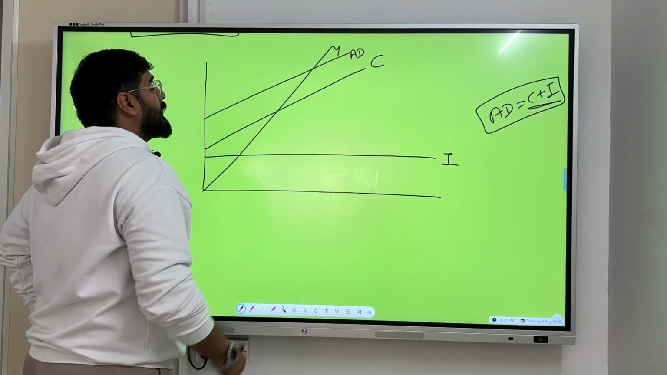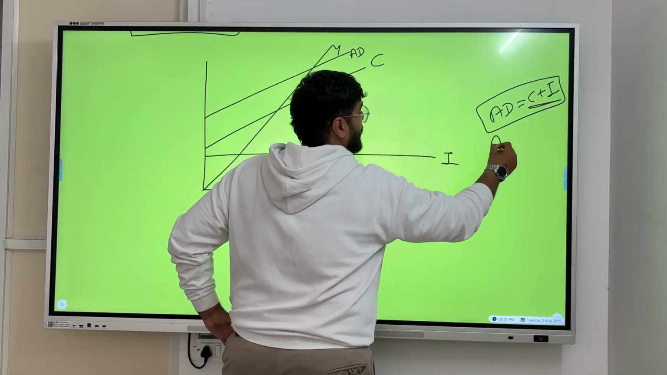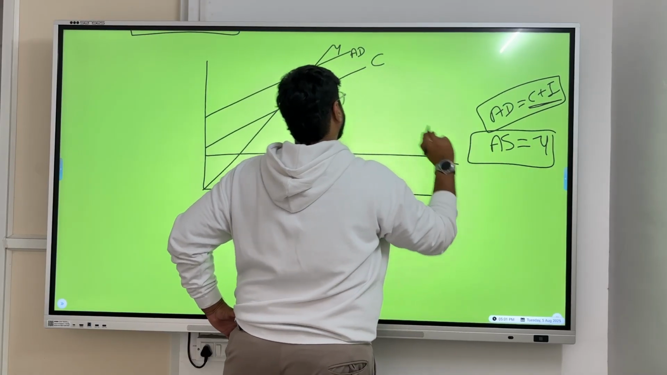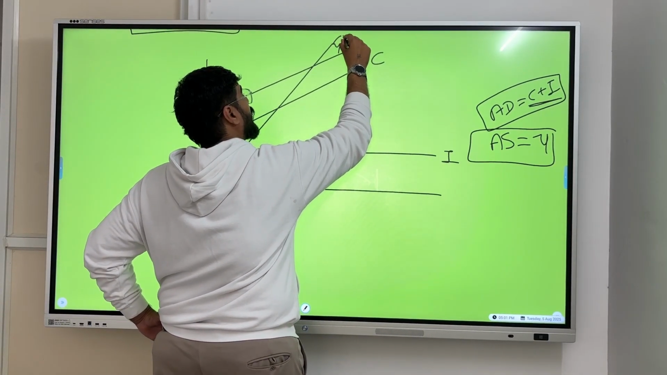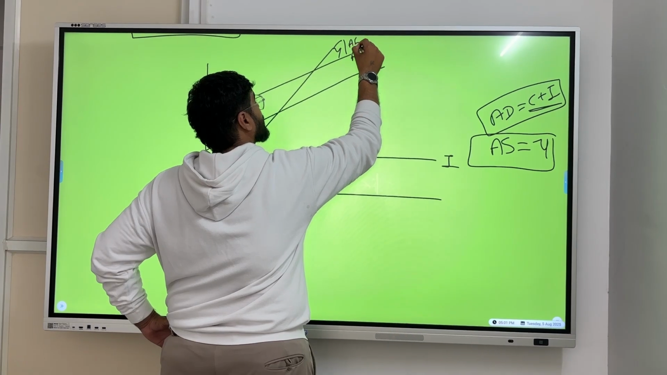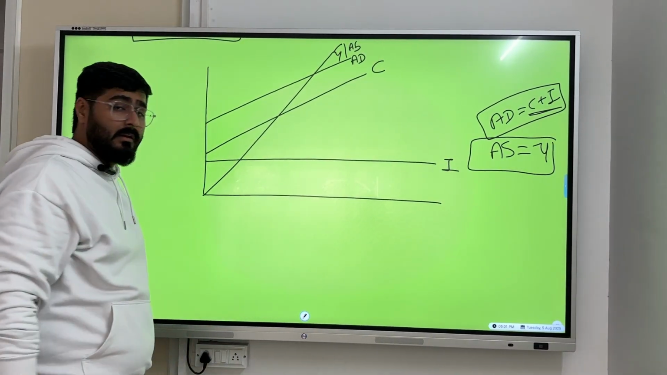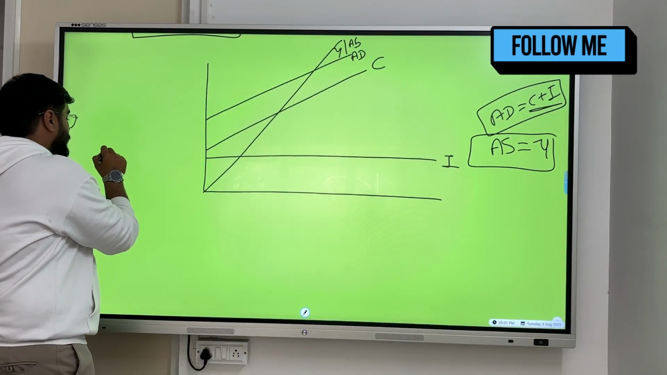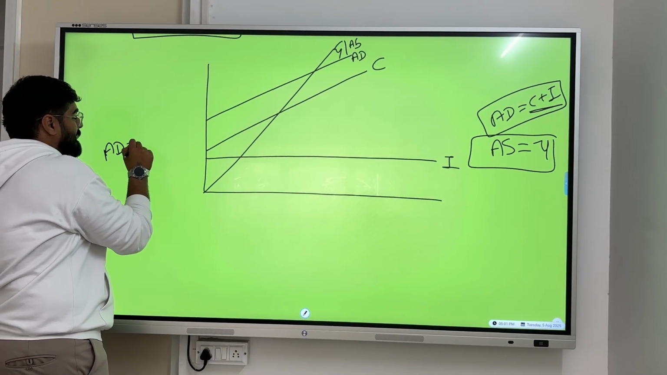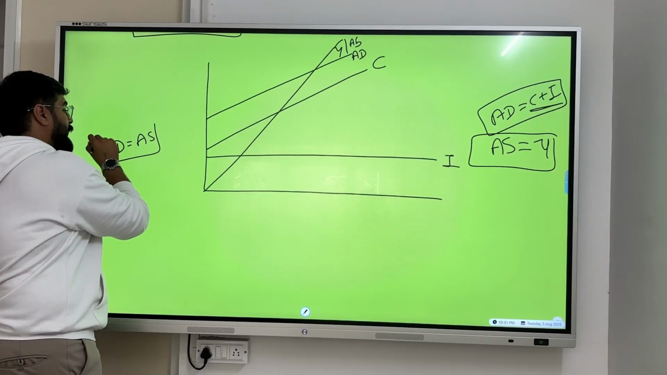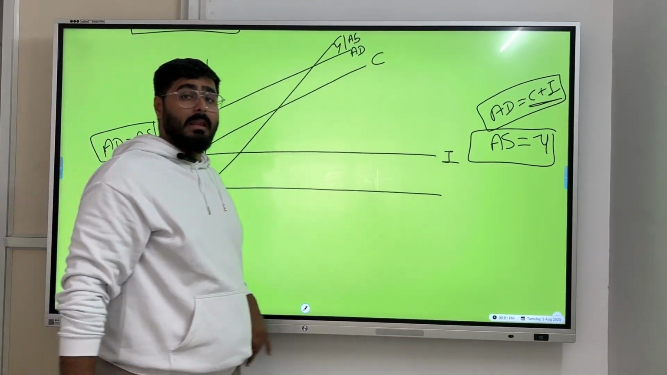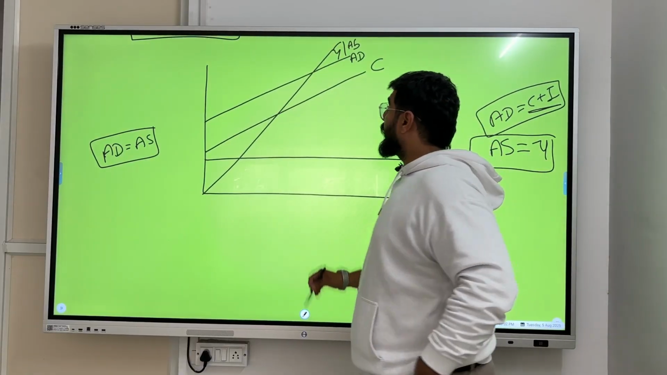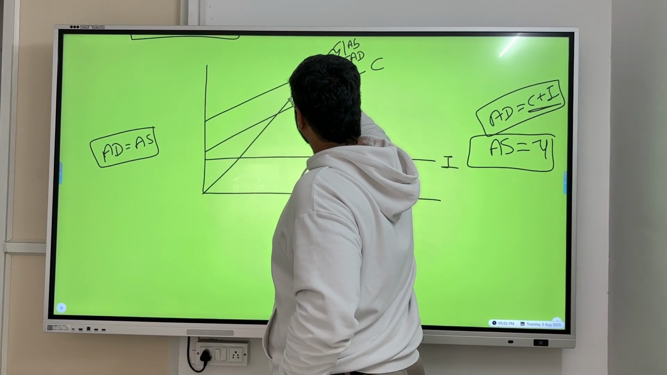Now I want aggregate supply. Aggregate supply is nothing else but your income. So this income curve which I have got is nothing else but my aggregate supply. Very simple. Aggregate demand is equal to aggregate supply. This is going to be my equilibrium level of income. So I got my equilibrium at this point E.